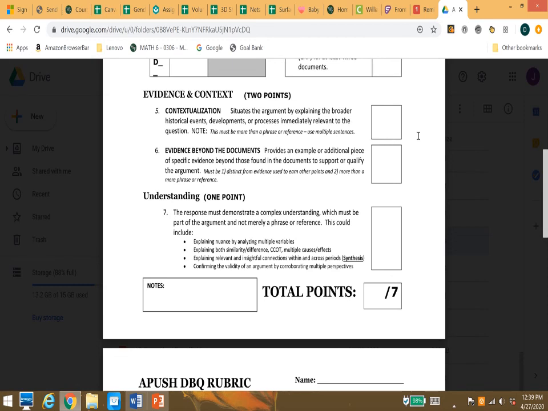We'll talk in a live session coming up, but use this to your advantage. Use this as you're about to read and start to accomplish your DBQ. Obviously, if you have any questions, you can reach out to me, but I hope this was helpful.